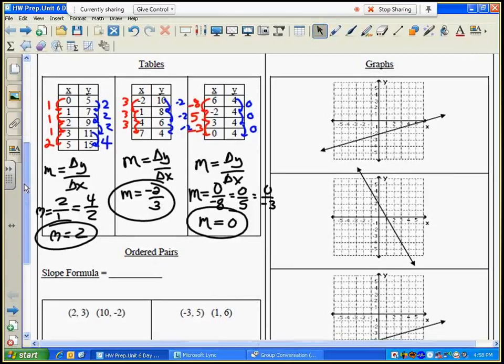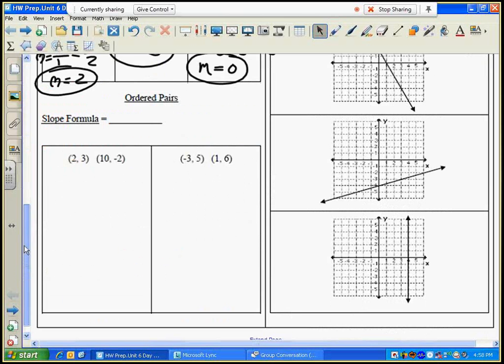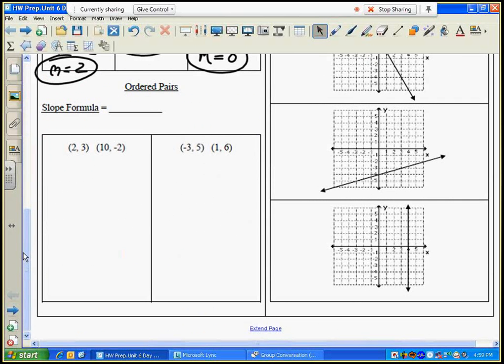Okay? Let's turn our attention to ordered pairs. Ordered pairs are very similar to a table because a table is made up of just a bunch of ordered pairs. But if you have 2 ordered pairs, you can use what's called the slope formula. Write this down with me here. It says that y2 minus y1 divided by x2 minus x1 gives you your slope.